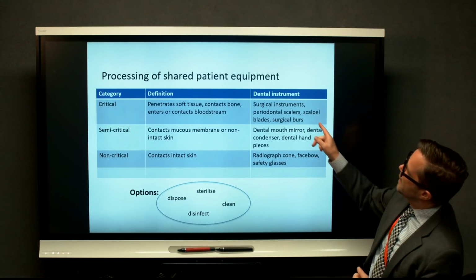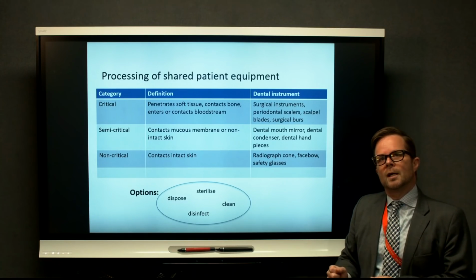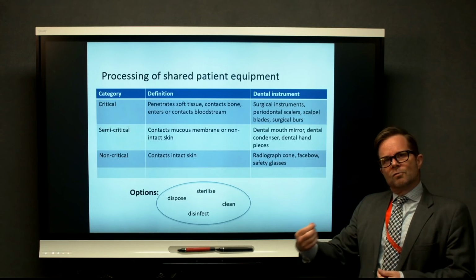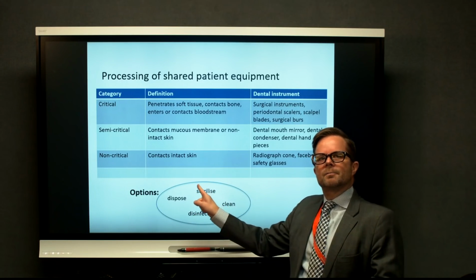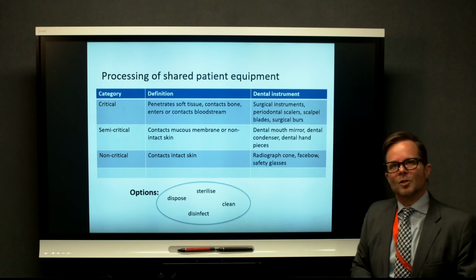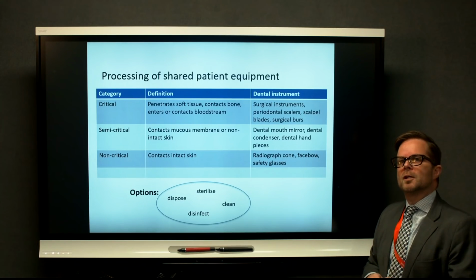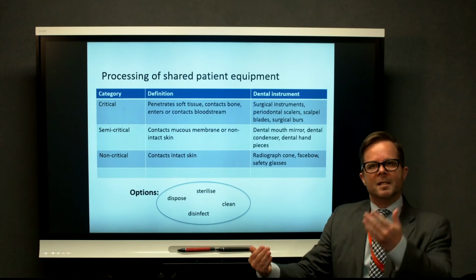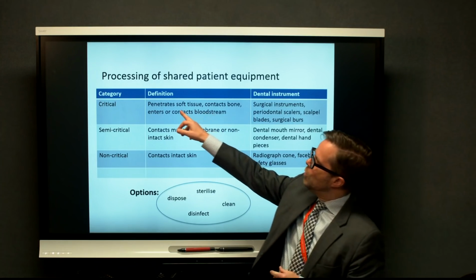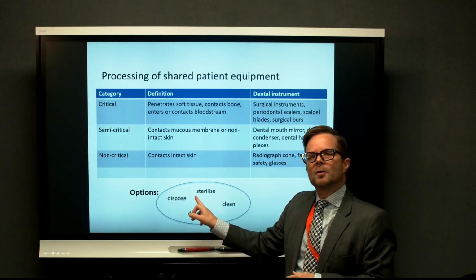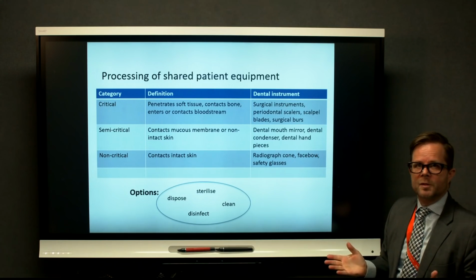However, if we were using a surgical instrument like a pair of forceps to extract someone's tooth, it's too expensive for us to throw out that piece of equipment. So we would choose to sterilize it. And there is a process for sterilizing which you will learn about, where we can eliminate all or most microorganisms through a process of heat at a very high pressure. That's sterilization. So all critical items would either need to be disposed of or sterilized. There are no other options. Okay.